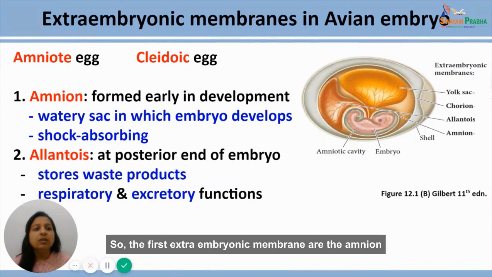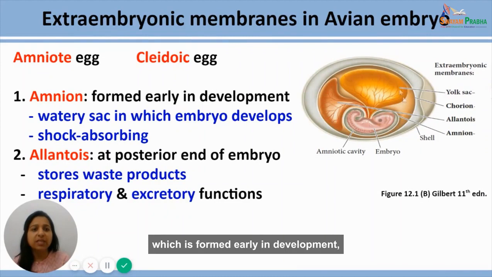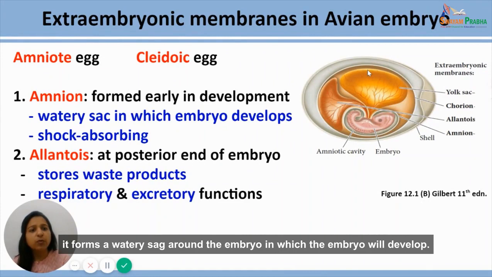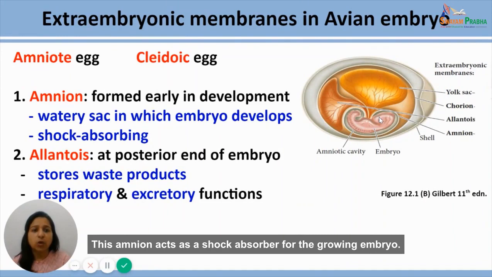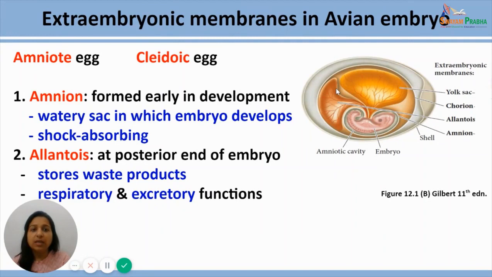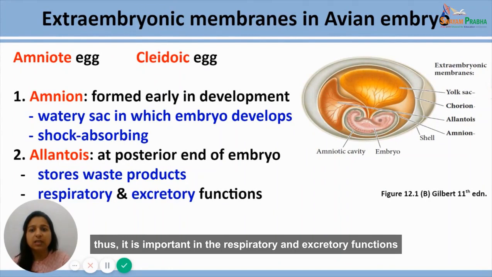So the first extra embryonic membrane, the amnion, which is formed early in development, forms a watery sac around the embryo in which the embryo will develop. This amnion acts as a shock absorber for the growing embryo. The second extra embryonic membrane is the allantois, which is seen here near the posterior end of the embryo. This allantois has the function of storing waste products. Thus, it is important in the respiratory and excretory functions while the embryo is growing.